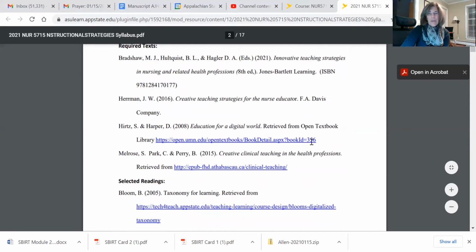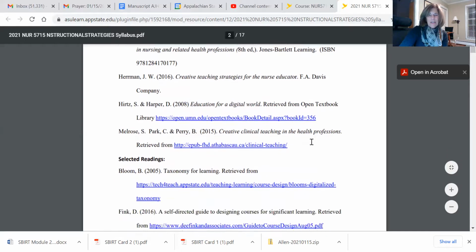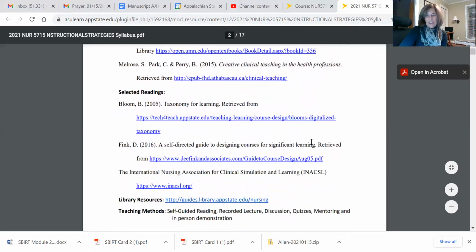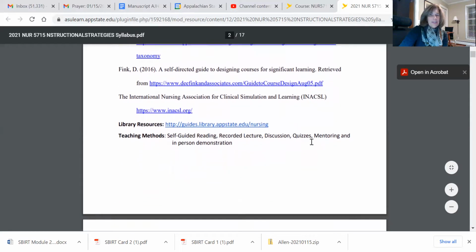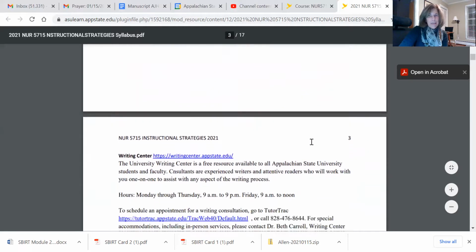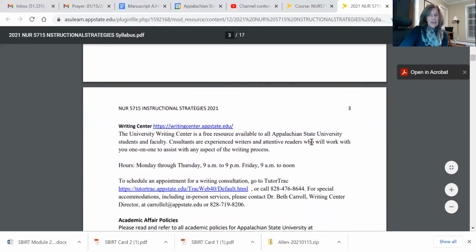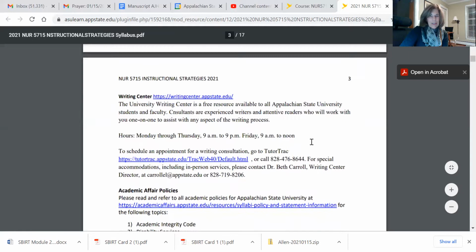The Hertz and Harper book is available through Creative Commons, so it's free, and I have the link to that, as I do for the Melrose Park and Perry. So you don't need to purchase those. So there's only 2 books to purchase, and these additional materials on writing objectives from Bloom and from Fink, and then our standards for simulation. So those are the key documents that we'll be using. Of course, there'll be other resources, but really with those resources alone, you should be able to meet all the objectives of this course.